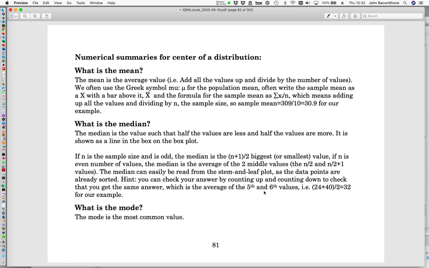So it's relatively easy to calculate the median, particularly if we've already done a stem and leaf plot, so our values are already sorted.